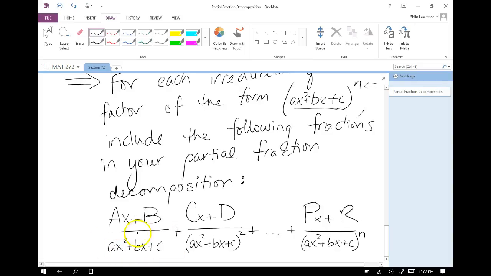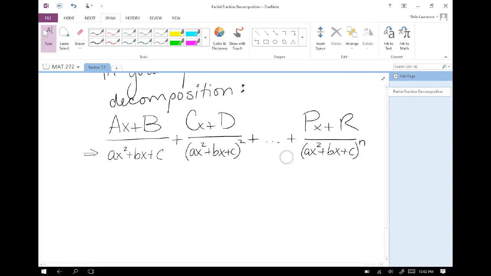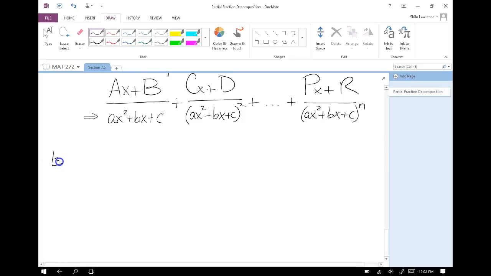So our quadratic factors are going to have linear numerators. And however many times that quadratic factor is repeated in our factorization, we start with just one of them and we work our way up. Now let me show you an example, because this description can be kind of confusing when we're using all of these letters. Let me just show you an example.